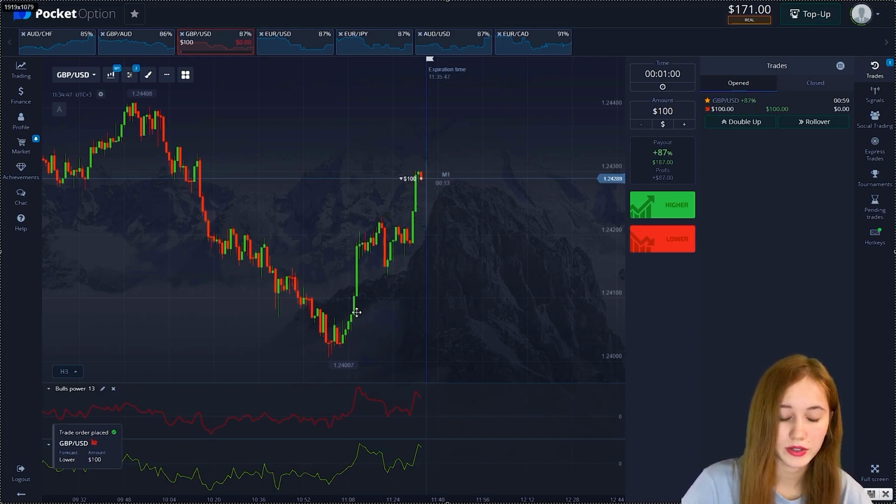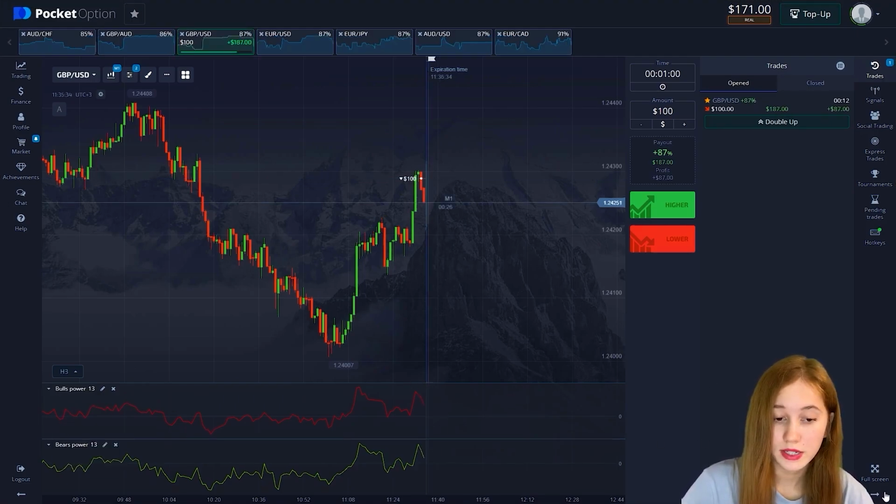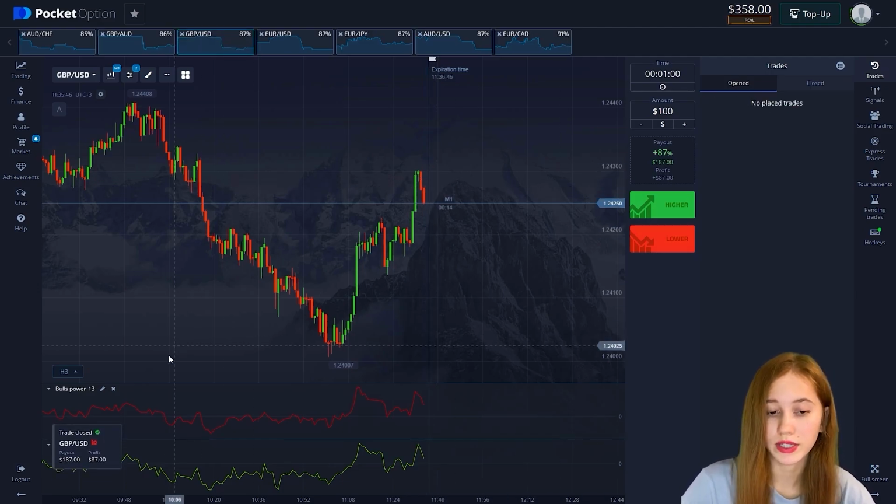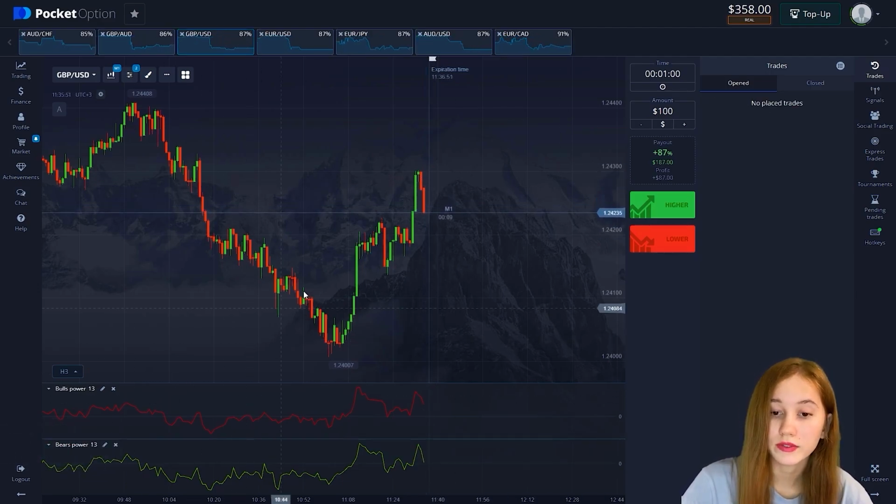So by indicators, 2 indicators in the down position. So drawdown is here. Let's see. 9 seconds left until the end, and we see that technical analysis shows the completely correct situation. Yeah, plus deal, profit is $87, and our balance is $358 exactly.